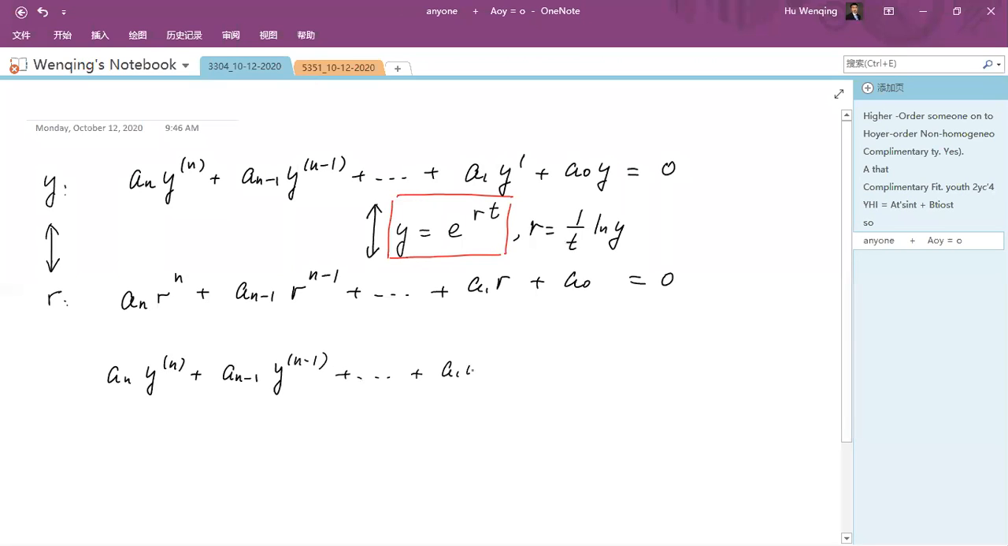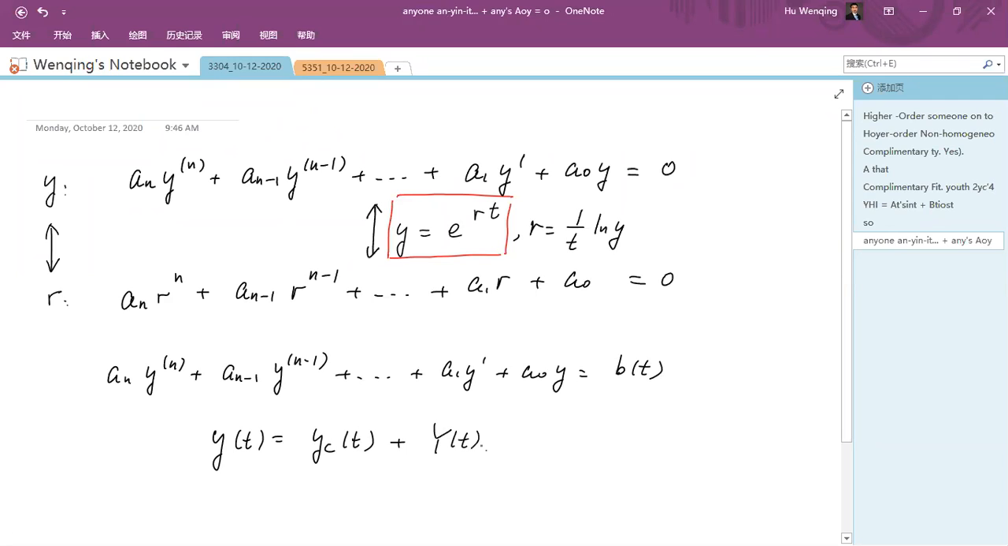You try particular solutions, for the equation with a0 y equal to p of t. You try a particular solution, capital Y, and then you say that y of t, the general solution, is yc of t, the complementary solution, plus the capital Y of t. That's what we have been learning so far. So if you want to have a better theory about differential equations, you should come back to this transformation, y is equal to e power rt. This is the key, because you don't know how to solve differential equations, but you know how to solve algebraic equations.